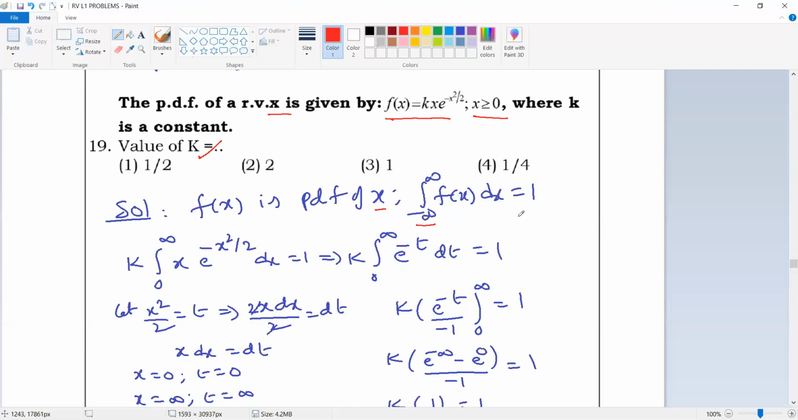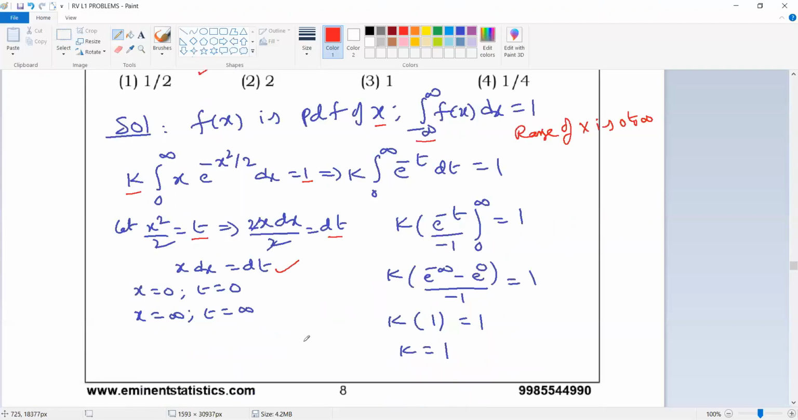The range of x is 0 to infinity. Now here k is outside, k into the integral from 0 to infinity. The PDF is x into e power minus x square by 2 dx equal to 1. By using transformation techniques, we can easily integrate this integrand. Let x square by 2 be equal to t. Now we differentiate both sides: 2x dx by 2 is equal to dt, so x dx equals dt. Put x equal to 0, t value 0. x equal to infinity, t value infinity.